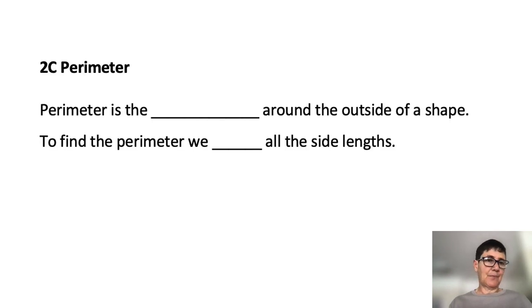Alright, so grab your guided notes, let's fill in the missing words. Perimeter is the distance around the outside of a shape. To find the perimeter, we add all those side lengths. Okay, now you've been doing this for a long time.